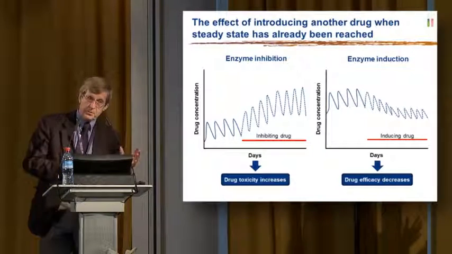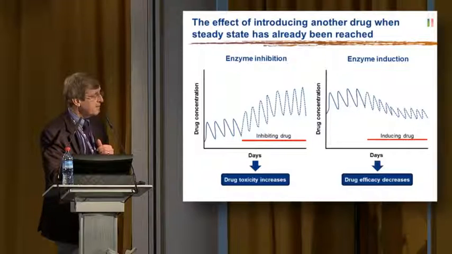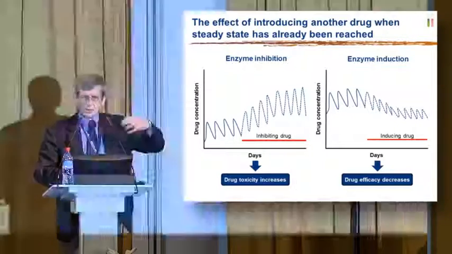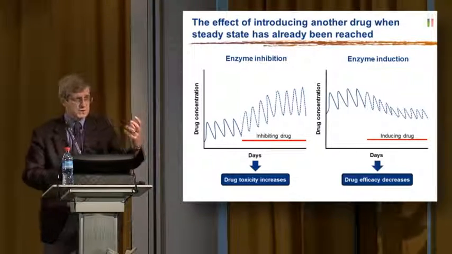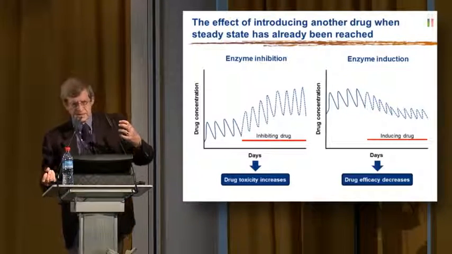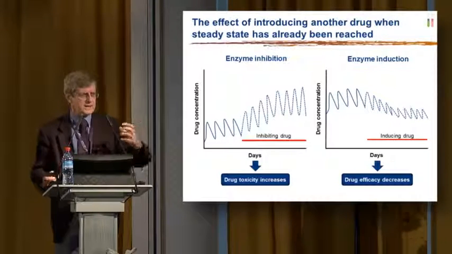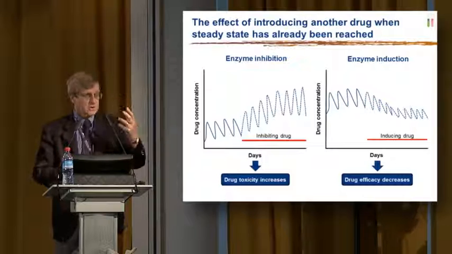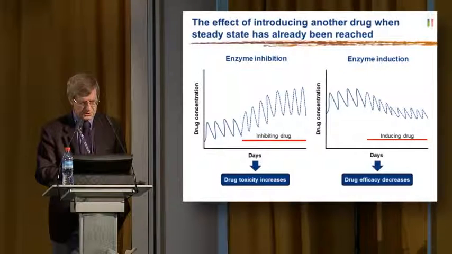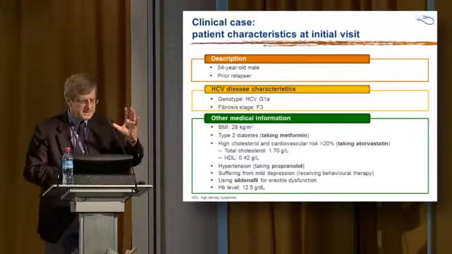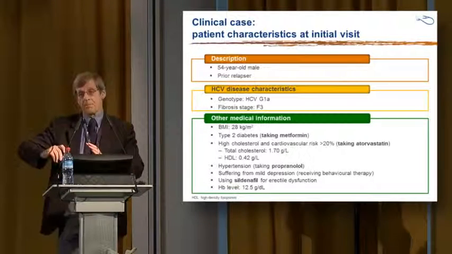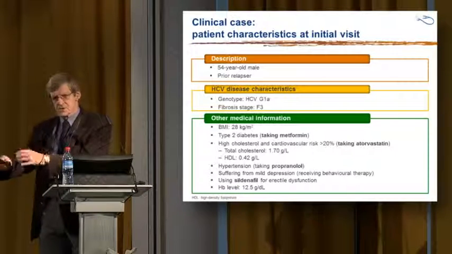There is another example where the patient is stabilized on therapy, and we're happy with the way the patient is being managed, but the new drug causes a decrease in the concentrations of the drug, and that can potentially lead to a loss of efficacy. So these are the two mechanisms that we are really concerned about: drug interactions that cause toxicity or that cause a loss of efficacy. We've already seen this patient, and I want to concentrate on the drugs that the patient was taking prior to considering the use of a DAA.